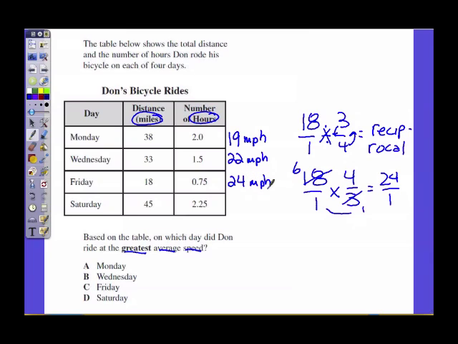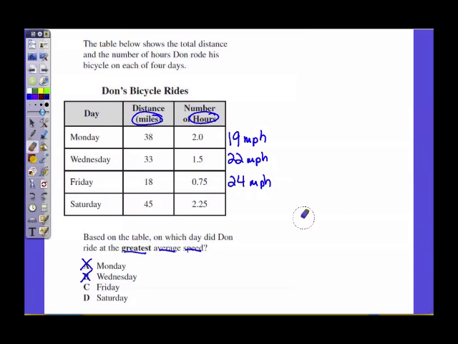On Friday, Don was going 24 miles per hour. So we know that A and B are both not the correct solution. So the only thing left would be, what happens on Saturday? Well, on Saturday, he took the longest ride of all, 45 miles. But it also took him 2.25 hours to make the ride. So we divide 45 by 2.25.